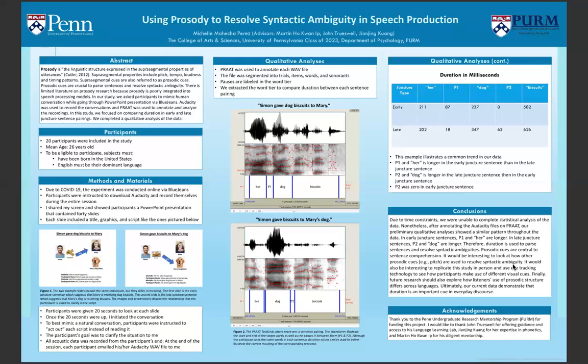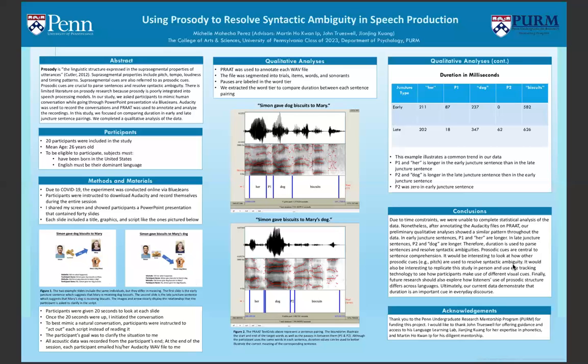Once we received the recordings, we segmented each file into trials, items, words, and sonorants. Pauses were specifically labeled in the word tier, which was then extracted to compare duration between each sentence pairing. An example of a sentence pairing is the one you can see in the middle of the screen. "Simon gave dog biscuits to Mary" is very similar looking, but different in meaning, to "Simon gave biscuits to Mary's dog." It's very interesting to see how the wordplay uses very similar words but has very different meaning.